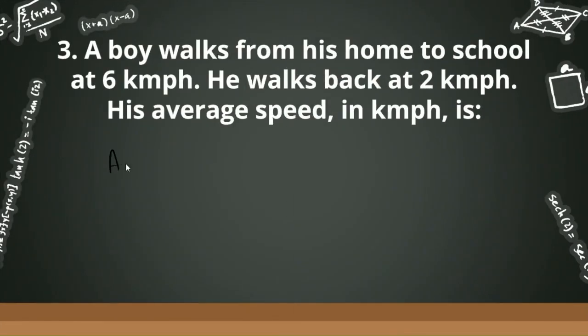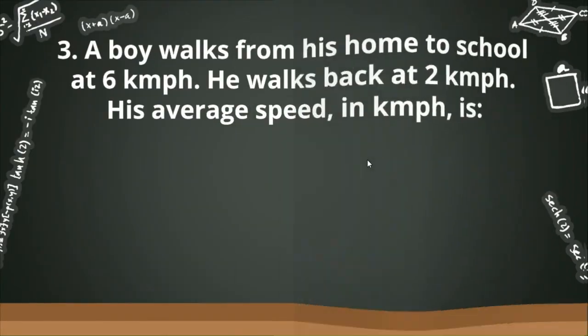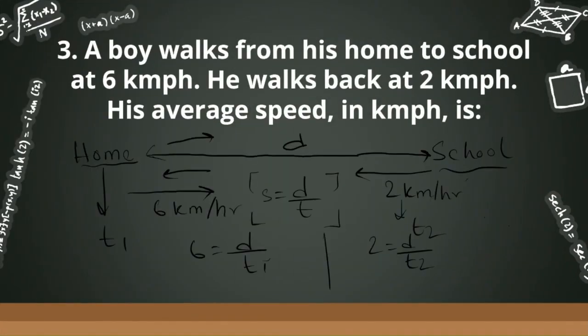So what's average speed? The average speed, the numerator first of all would be 2d, which is the total distance covered in the journey. Now what's the total time? We just calculated it. It's t1. What will be t1 here? d by 6. And what will be t2? d by 2. Simple, right?